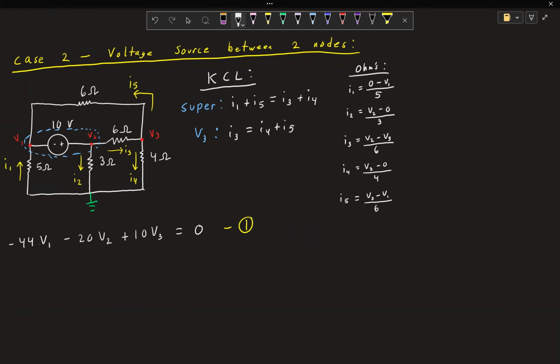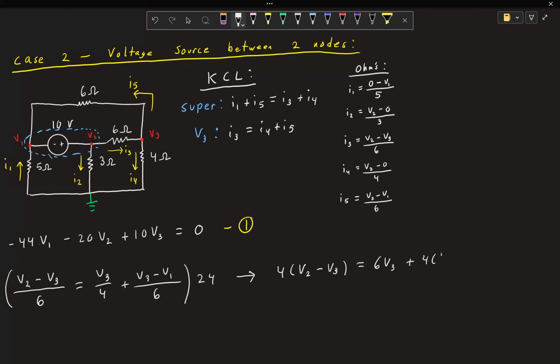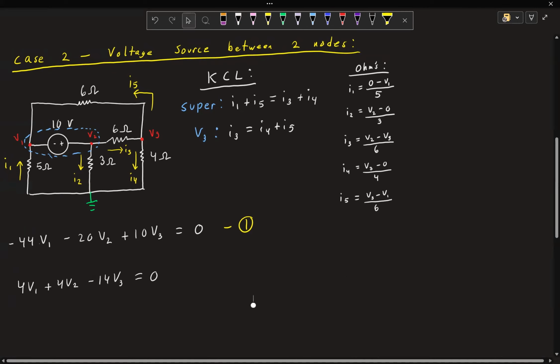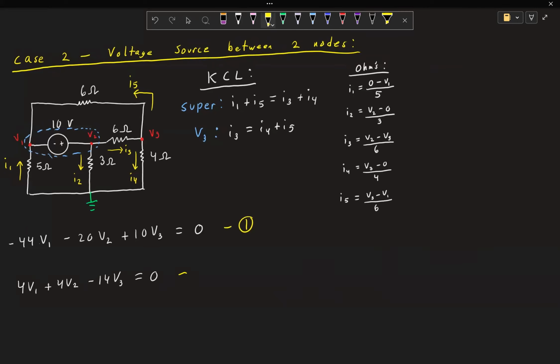Now we do the same thing for V3 and simplify, distribute, and combine like terms. And that gives us our second equation. And you should notice that, wait a minute, we have 3 unknowns, but we only have 2 equations. So that means we need to get a third equation somehow. And the way we're going to do that is by, again, looking at this voltage source.